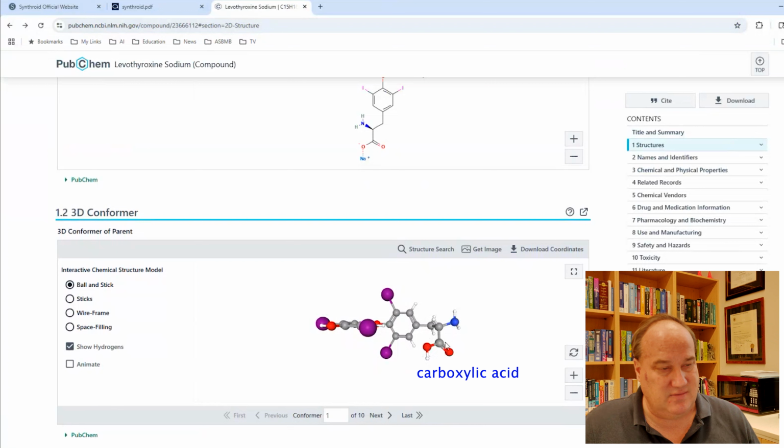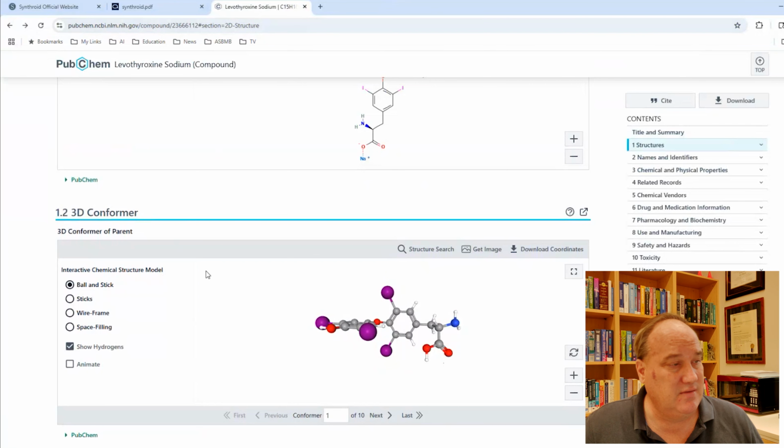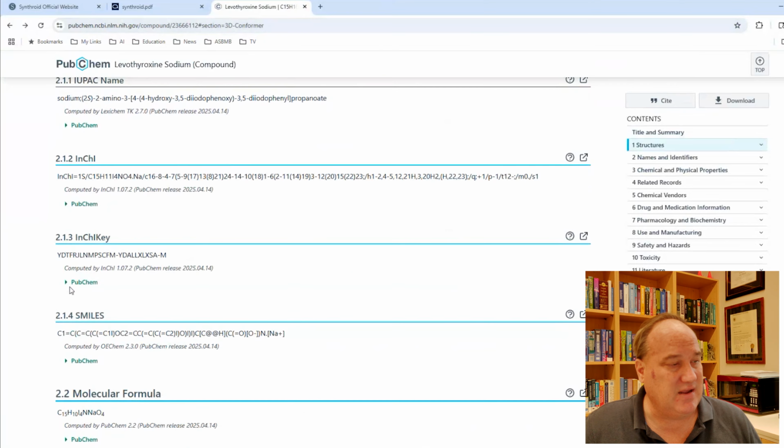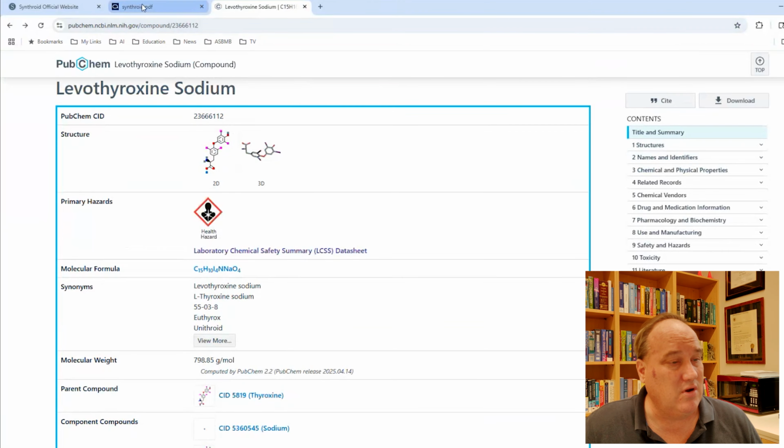Now, in solution, this hydrogen's not going to be here because this is going to be in base form based on its pH. So then sodium will bind here. But we're looking at the PubChem database, and they're going to show the full acid form of this drug. So they're going to show the carboxylic acid with the COOH, right? So that's the carboxylic acid. So that's the PubChem database, and you can see how that works.